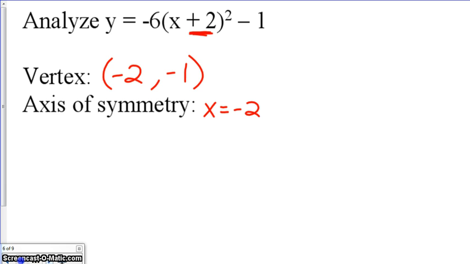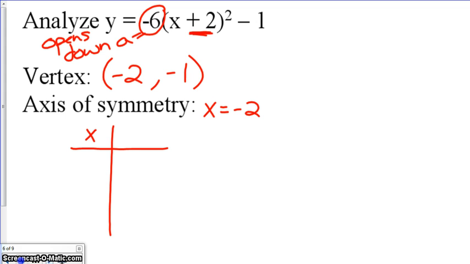Our a value is -6, so opens down. When we make our quick t-table, plug in 2 more values.